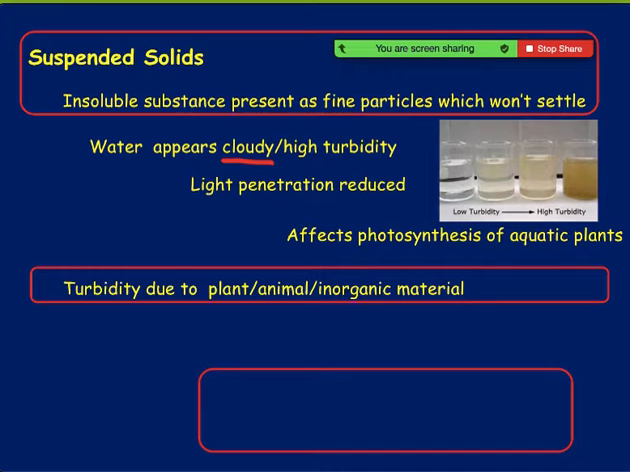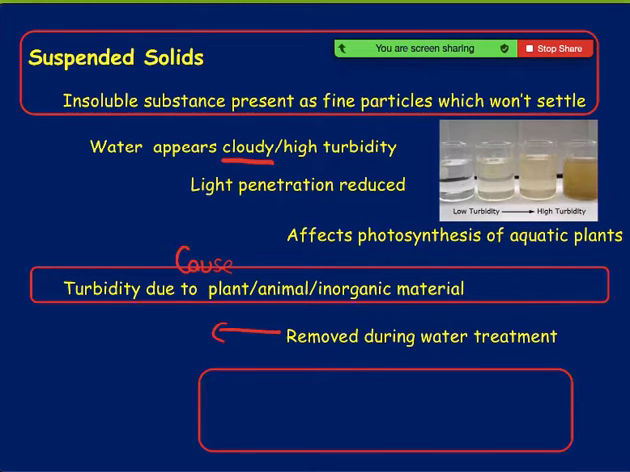So it's caused by plant, animal, or inorganic matter. So little bits of slurry that get into your water would cause turbidity. And you've now told me, when we do our flocculation and our settlement and even the filtration, that's going to remove suspended particles.